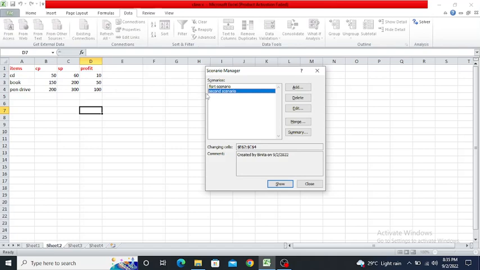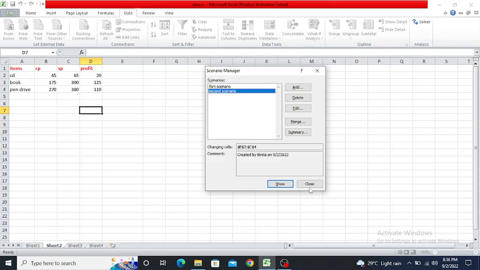So now we will see one by one. Suppose I want to see the first scenario. So what happens if the selling price and cost price are changed? You see the default values are 50, 60, then 150, 200, 200 and 300. So when I click on the first scenario, just click on show. So it will show you the first scenario's values. When the cost price of the CD is 40 and selling price is 55, the profit comes to be 15. And likewise for book and pen drive also. Now you click on second one and click on show. So the values will change and automatically the profit will also change. So this is how we do the scenario manager.